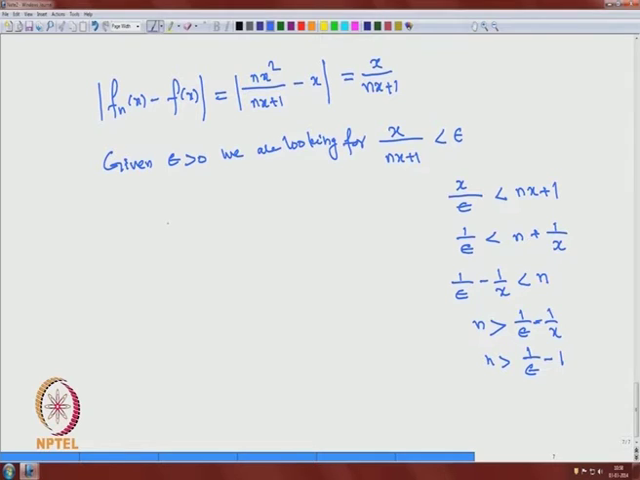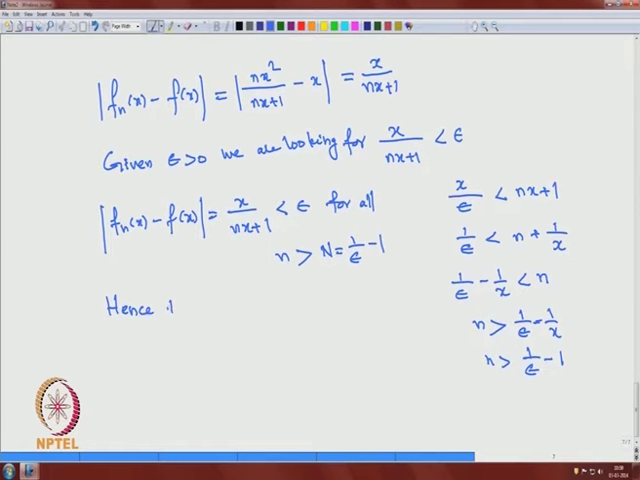So, therefore, it is obvious that this difference f n x minus f x, which is x by n x plus 1, is less than epsilon for all n strictly greater than capital N, that N is 1 by epsilon minus 1. So, this N is independent of the point x. So, that is true, this N will work for all x. So, hence the convergence is uniform.